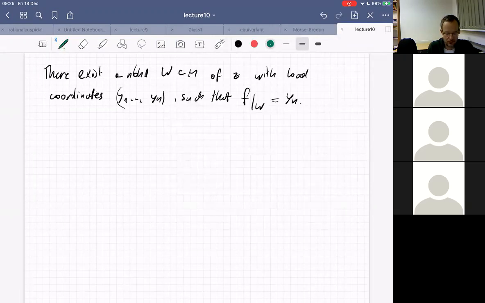I have a question about the statement. Is f our Morse function? Yes, f is our Morse function, yes. Okay. The Morse function that is going to be spoiled.